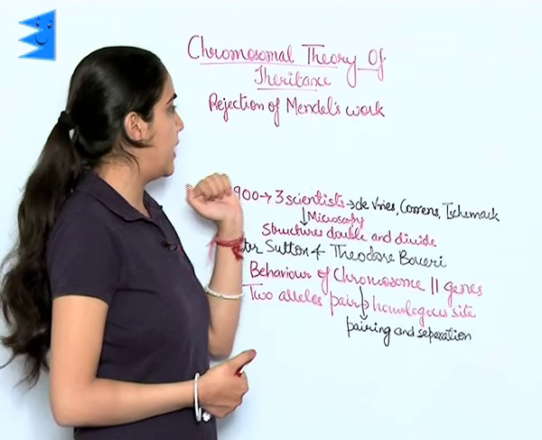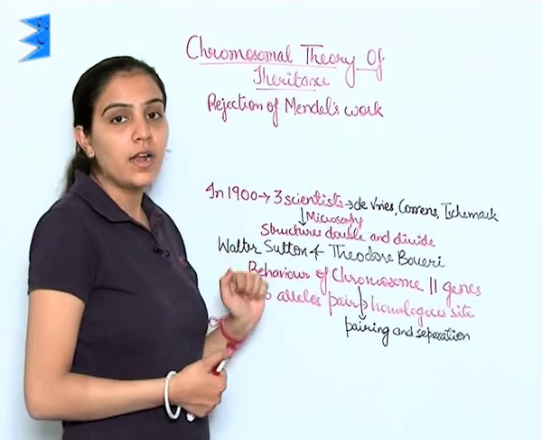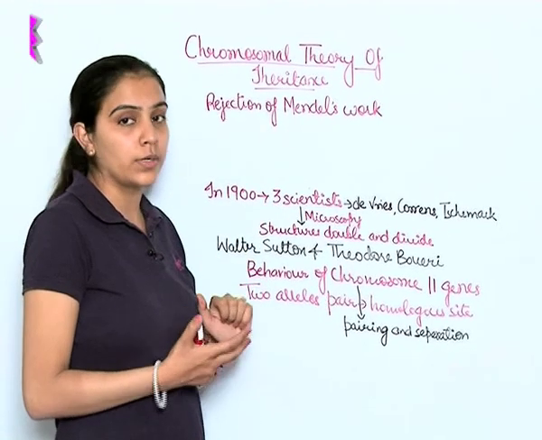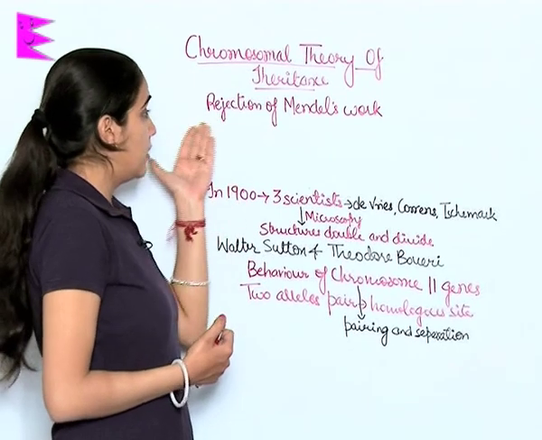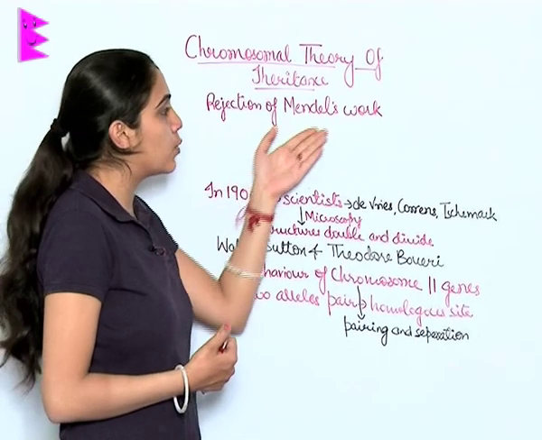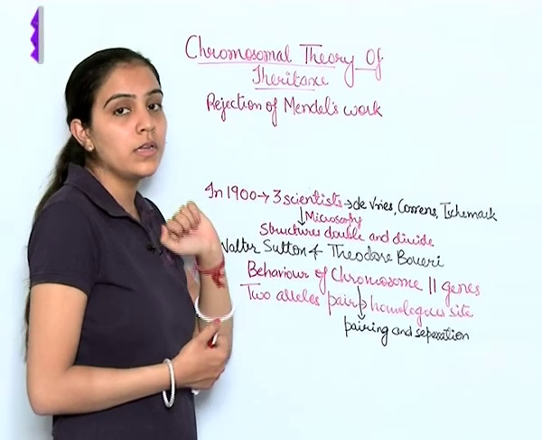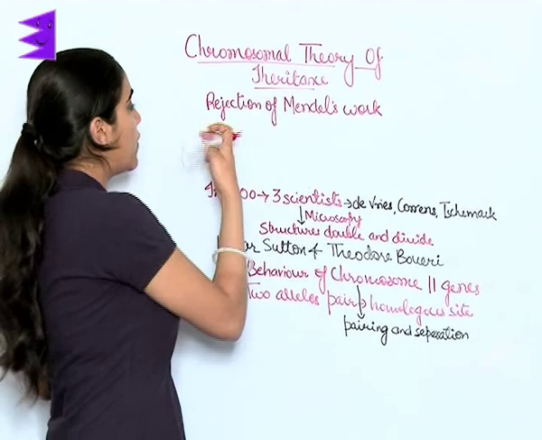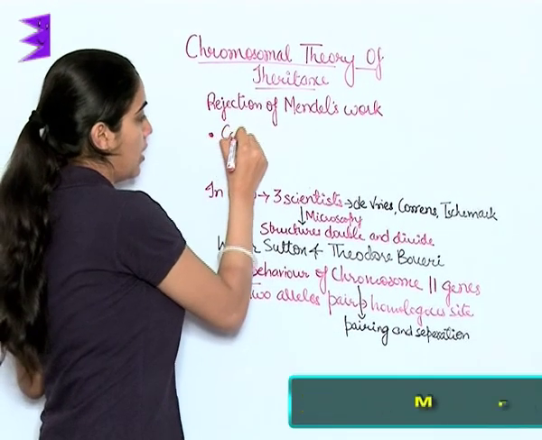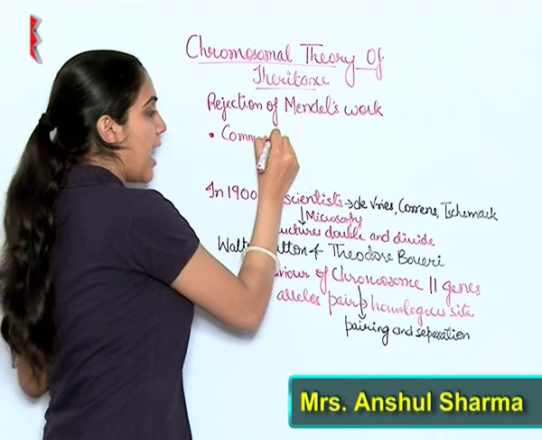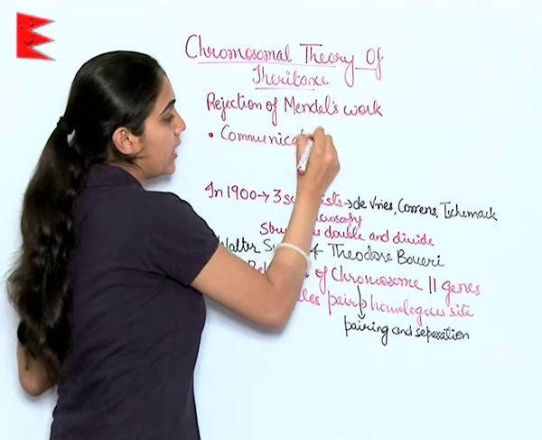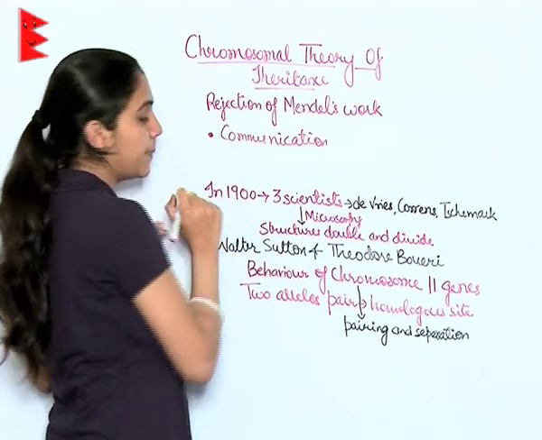Chromosomal theory of inheritance. Till 1900, Mendel's work was not noticed much, and there were even a few rejections of Mendel's work. What were the reasons for that rejection? The first thing was communication, as communication was not easy at that time.